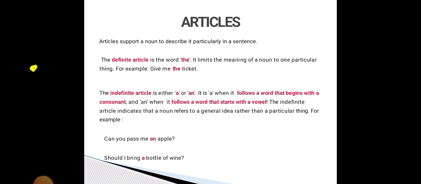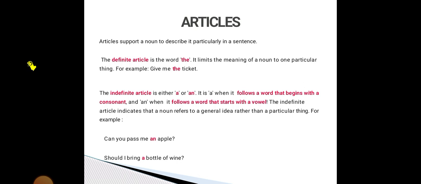What are indefinite articles? The indefinite articles are either a or an. It is a when it follows a word that begins with a consonant, and an when it follows a word that starts with a vowel. So these two are called indefinite articles. The indefinite article indicates that the noun refers to general ideas rather than particular things. For example, can you pass me an apple? Should I bring a bottle of wine? This is the example for articles.